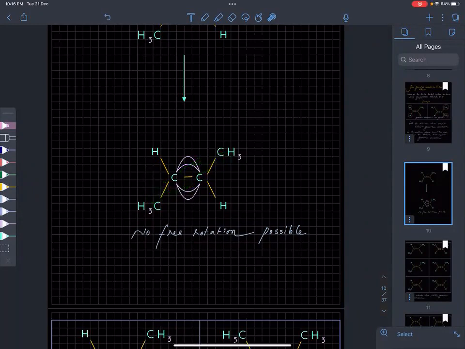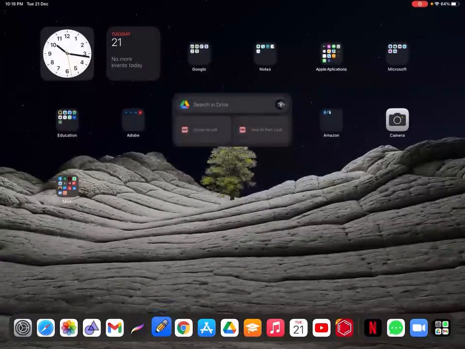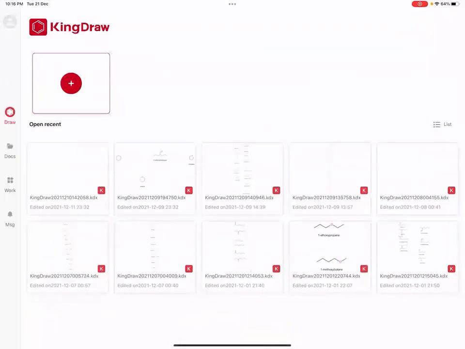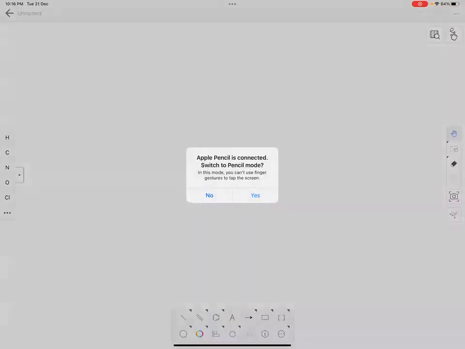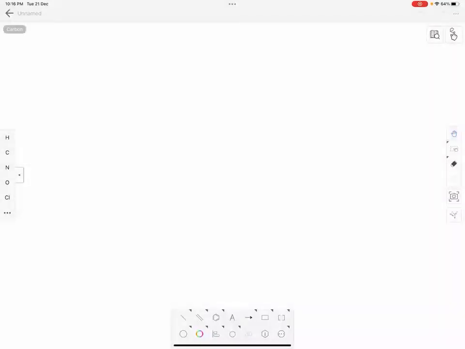I'll show you. Don't worry. Now let me show you one thing. If you have a single bond like this, what is this molecule? Tell me. Ethane molecule, right?